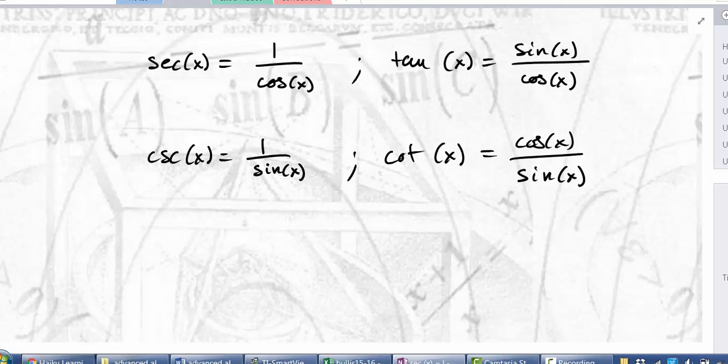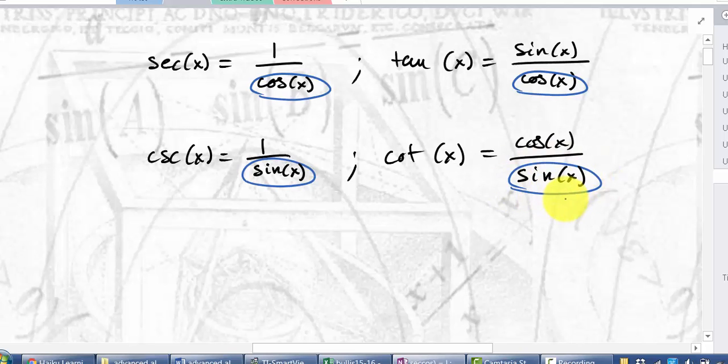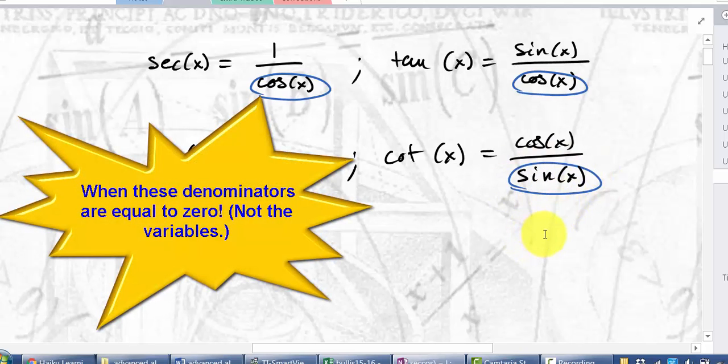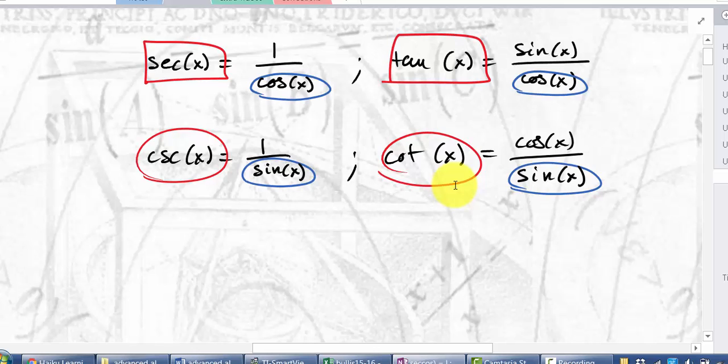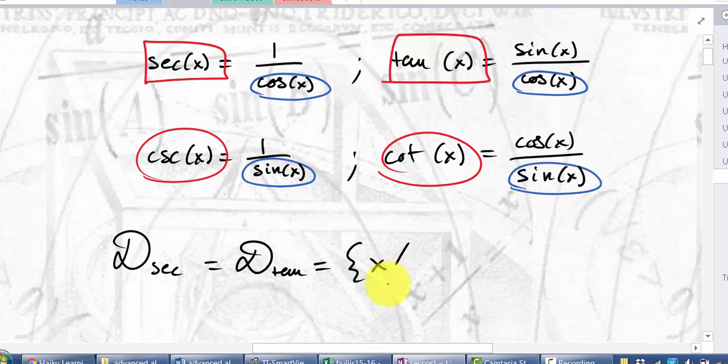It is not going to be the same for these four functions because if you look at them, they all have a denominator with a variable at the denominator. Therefore, when this variable is equal to 0, there will be a problem. Okay? So I will group together secant and tangent, and cosecant and cotangent, because secant and tangent have the same denominator, cosine. Cosecant and cotangent have the same denominator, sine. So the domain of secant and the domain of tangent are the same, and it's made of all the x's such that cosine x is not equal to 0.